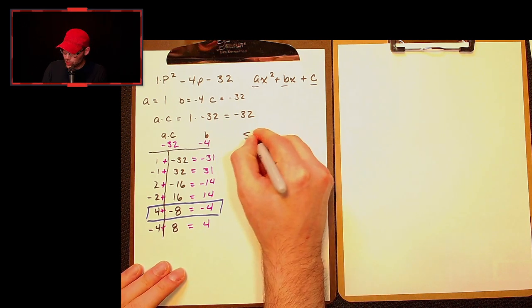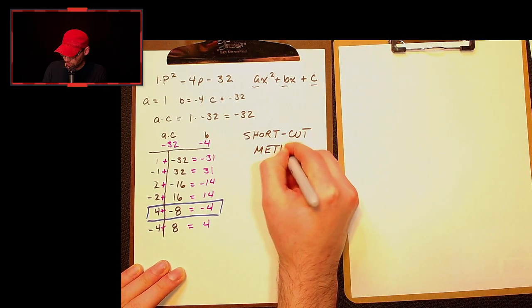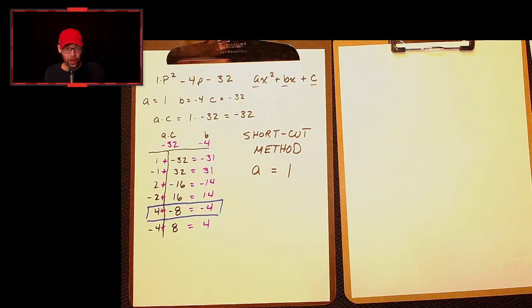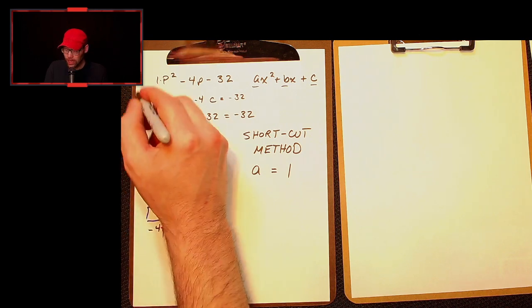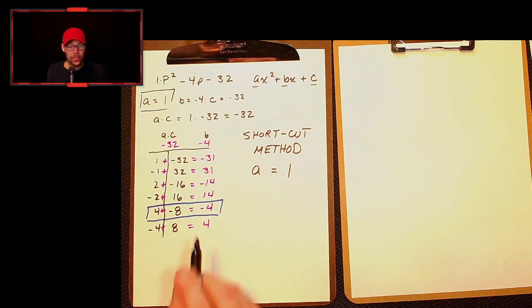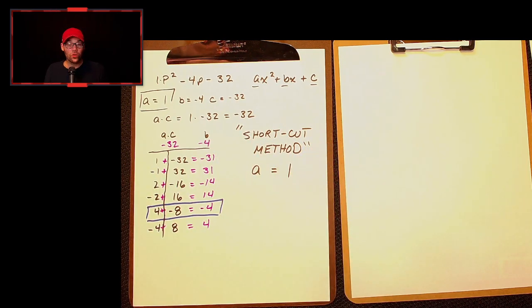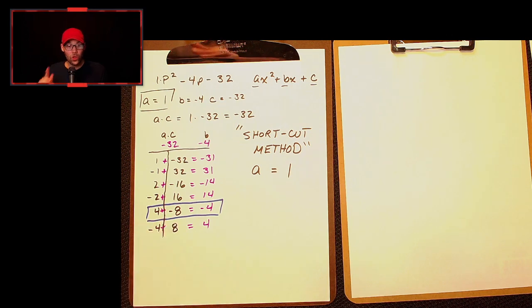We will use the shortcut method when A is equal to 1. So we need to come back and look at what we found for our A. In this case, we found A equals 1. Therefore, I would use the shortcut method. It is called that because we can take a shortcut to our answer. As long as A is equal to 1 and we've already found the factors we're going to use, we can immediately set up the format of our answer.